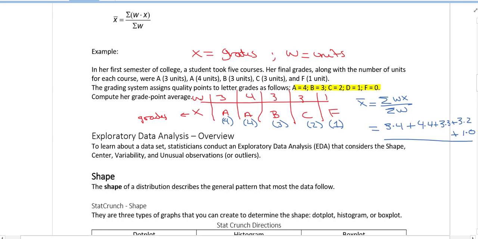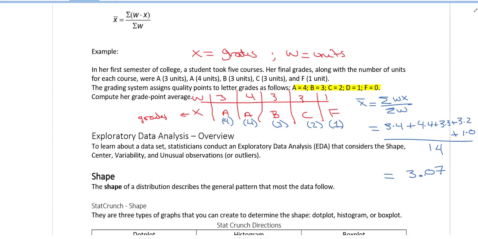The weights are the number of units. So 3, 4, 3, 3, and 1. So that gives us, what's that, 14? And so we find this. And so we're going to have 3.07 once you add all those up. And so that means that her GPA after the first semester is 3.07. And so that's how a weighted mean works.